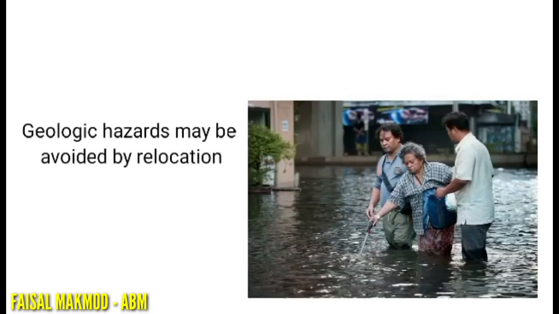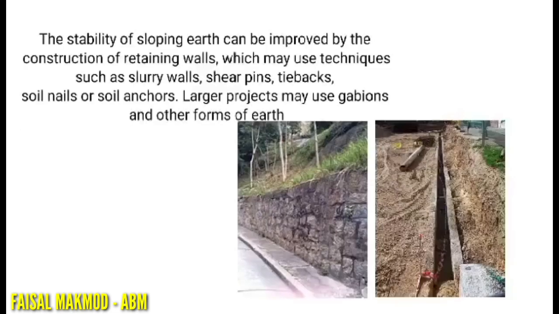Geologic hazard may be avoided by relocation. The stability of sloping earth can be improved by constructing retaining walls, which may use techniques such as slurry walls, spear piles, tie backs, soil nails, and soil anchors. Larger projects may use gabion and other forms of earth.